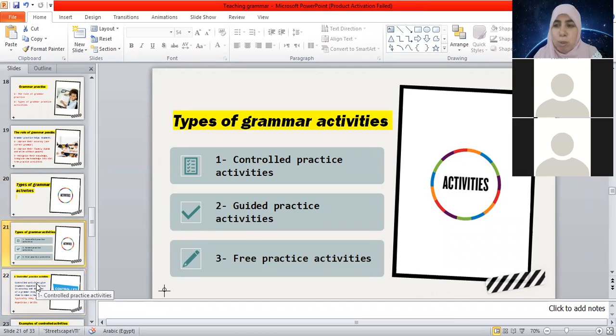What do you think about controlled? What do you think the nature of controlled practice activity is? What do you think about these activities? Can you guess? I say that it's all about the form and the accuracy. If I want to improve the accuracy and help my students to master the form, it's supposed to be controlled practice activities. So what do you think about these activities?